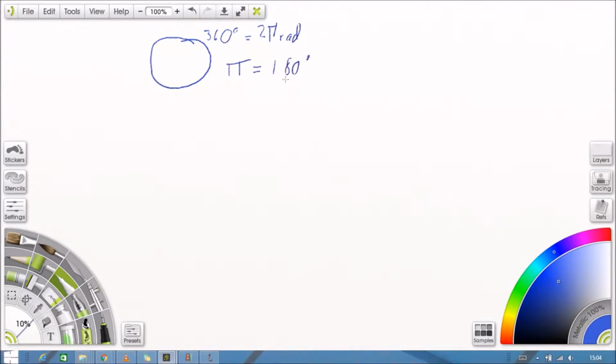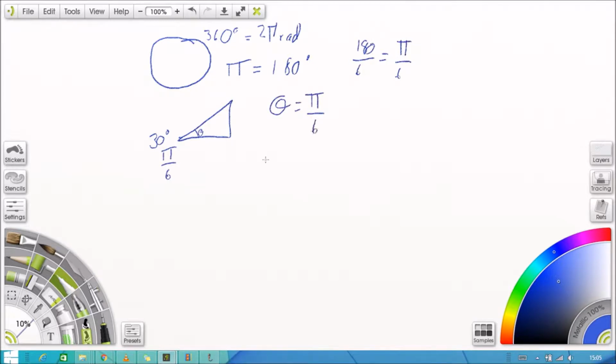Then if we're looking at a triangle, and this angle here is 30 degrees, then we can also call that 180 divided by 6 equals 30, so pi over 6 is the same angle as 30 degrees, but in radians. So if I was talking about sine of 30 degrees, that'd be me talking about sine of pi over 6, which in your calculator, either way, is going to be 0.5.